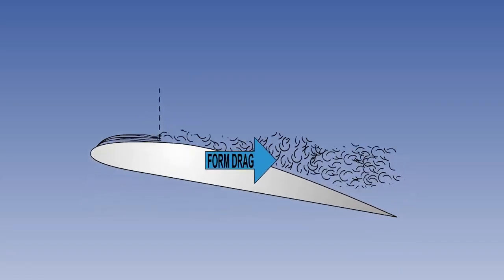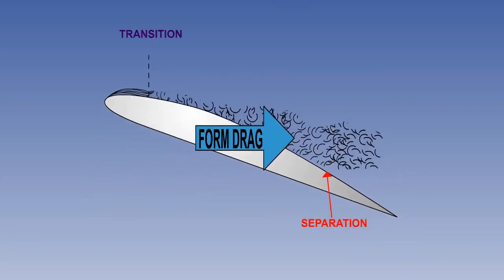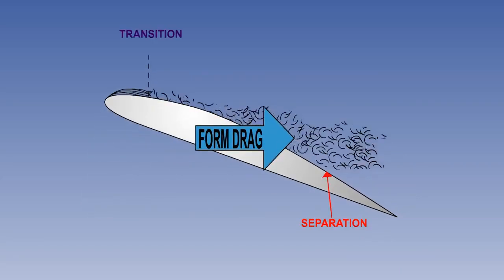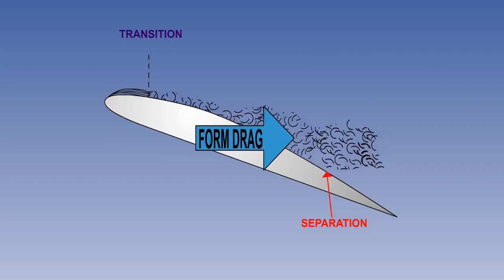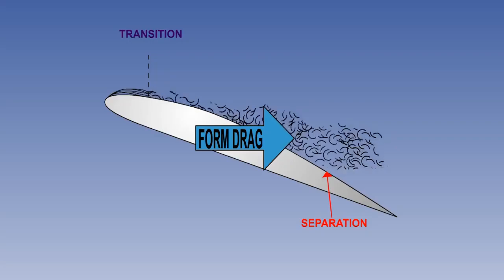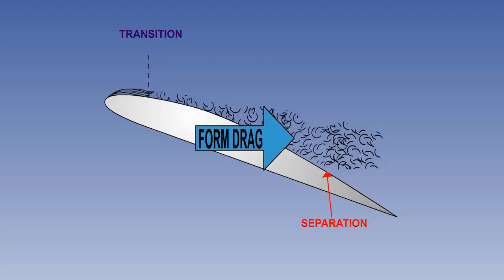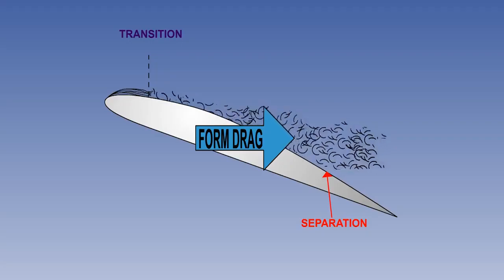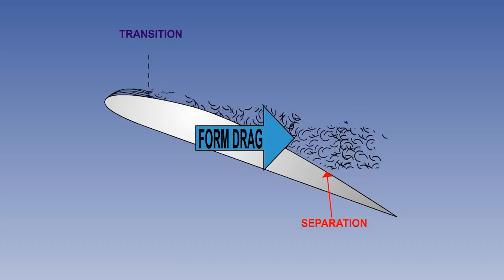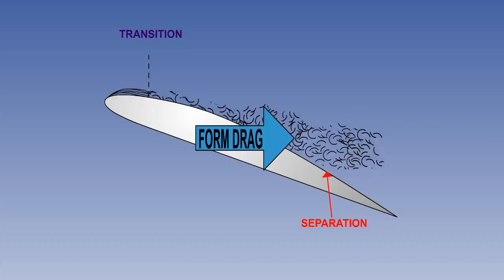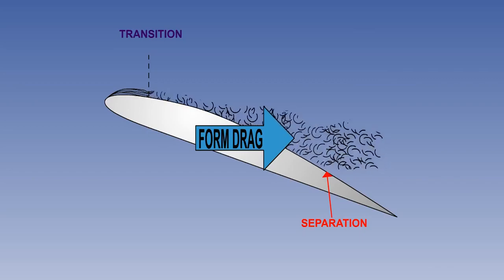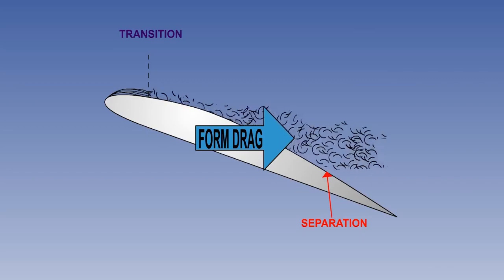As angle of attack increases, the transition point moves closer to the leading edge, and the adverse pressure gradient becomes stronger. This moves the separation point forward. Eventually, the separation point is so close to the leading edge that there is not enough wing area to generate the lift required. The CL decreases rapidly, and the wing stalls.